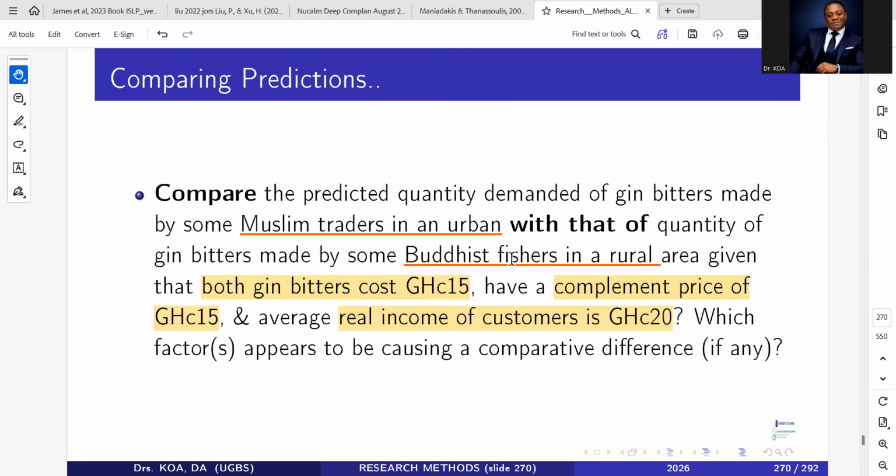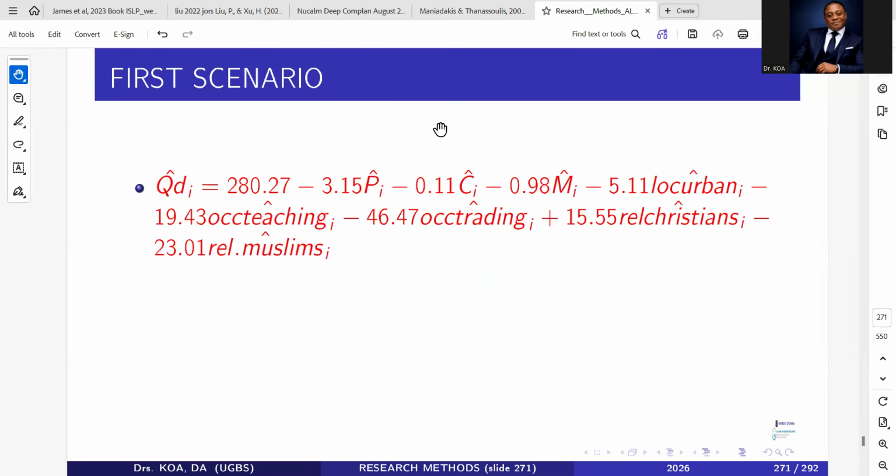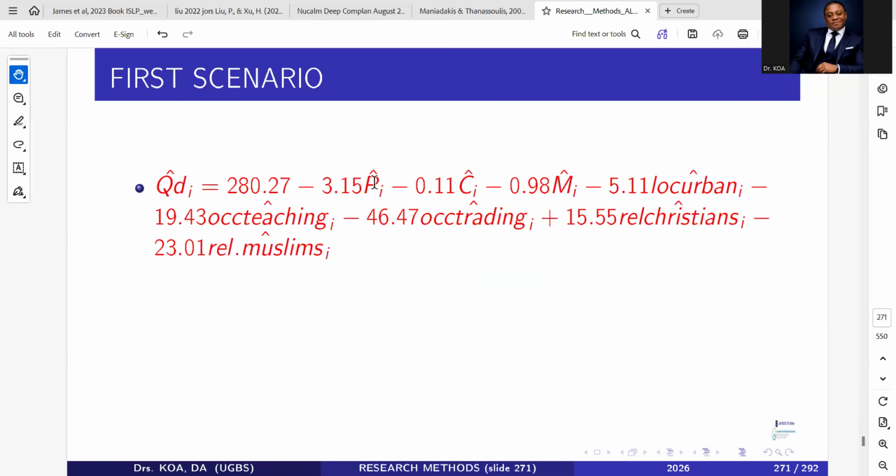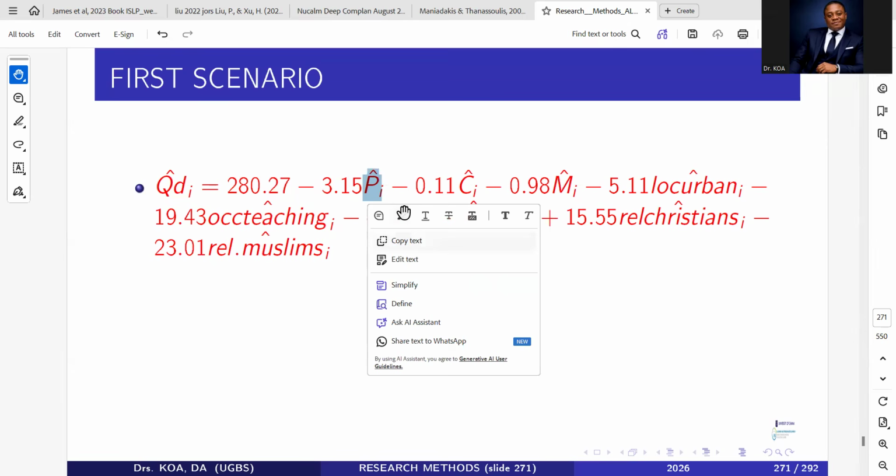That's the question. Guys, to do this, you must have your estimated regression equation ready. This is the estimated regression equation. So we're going to substitute each element inside for each scenario. Let's look at the first scenario. First you write your estimated equation. In the first scenario, you're looking for this value. The price is what? We are told the price is what?